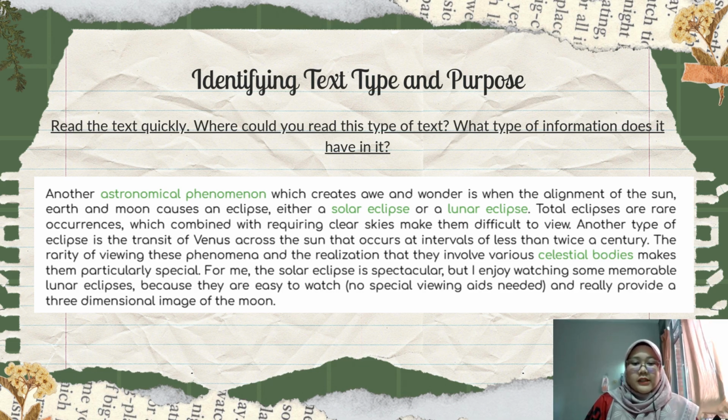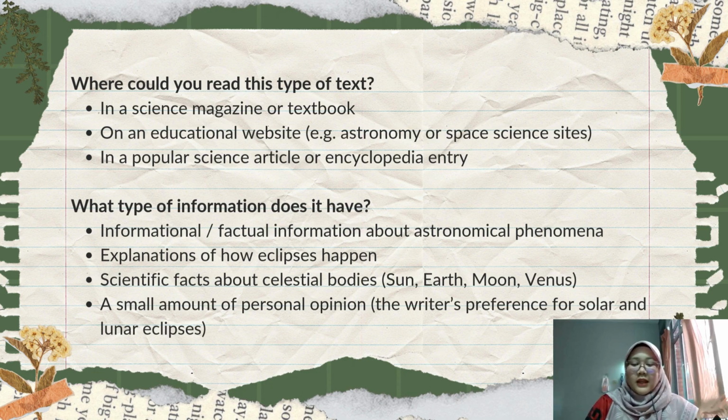Now, let's go on with the next activity, which is identifying text type and also purpose. First, read the text quickly. Now think: where could you read this type of text and what type of information does it have in it? Now, good job. Where could you read this type of text?